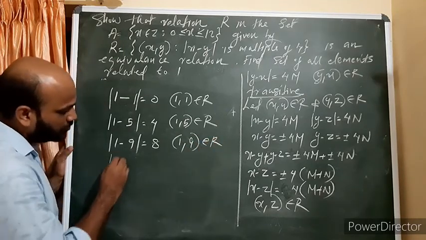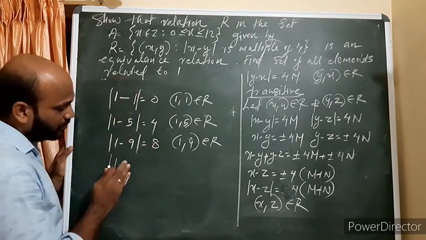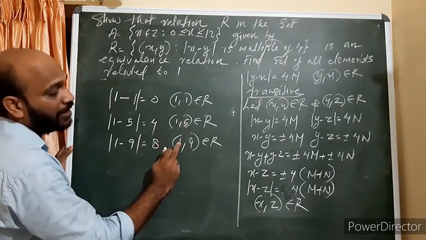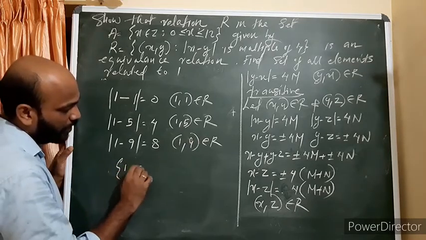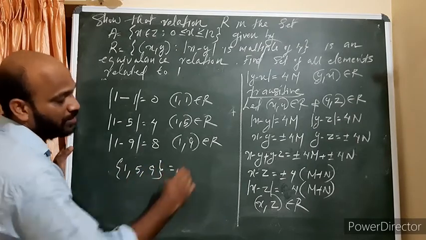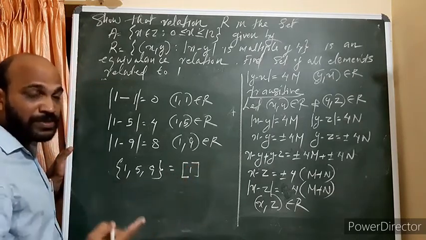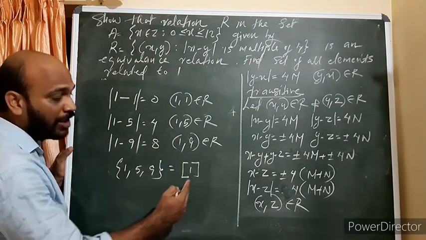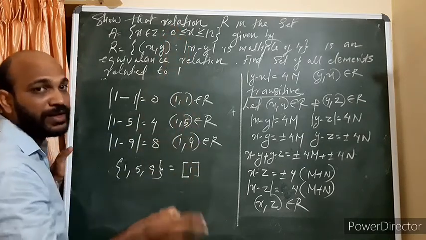Okay. The next one is 1 minus 13. But 13 is not in that set. So 1 is related to 1, 1 related to 5, and 1 related to 9. So the set of all elements related to 1 is {1, 5, 9}. This is otherwise called the equivalence class of 1. Equivalence class of 1 is denoted by this symbol. Equivalence class of 1 means all elements in the given set related to 1. Equivalence class of 2 means all elements in this set related to 2. Like that, a question can also be expected.